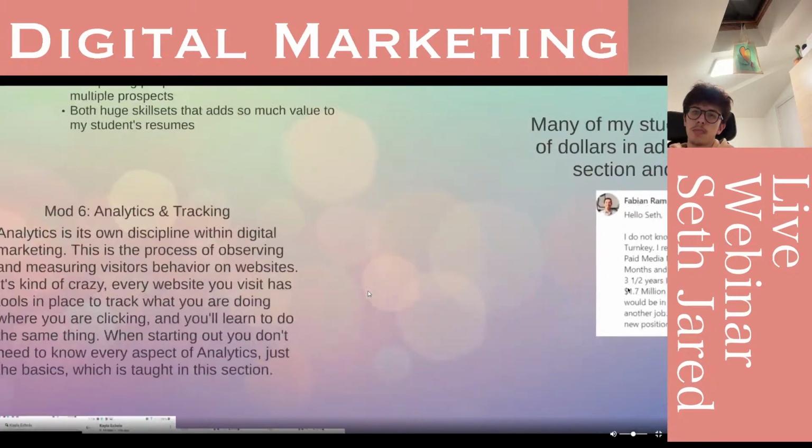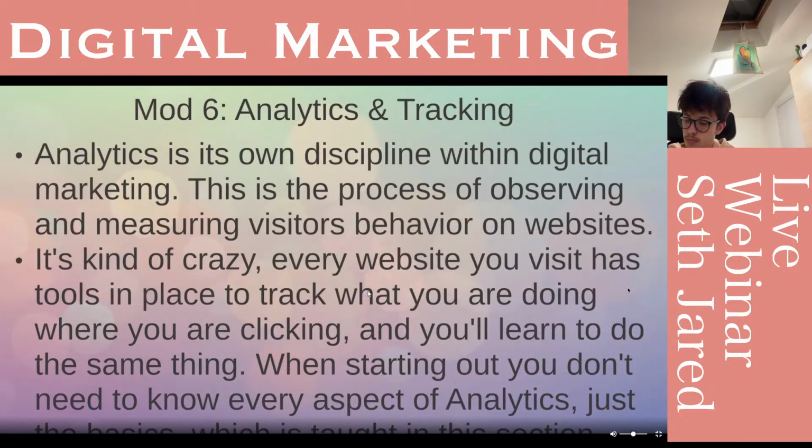Module 6, analytics and tracking. Analytics is its own discipline within digital marketing. This is the process of observing and measuring visitor behavior on websites. And it's kind of crazy because every website you visit has tools in place to track what you were doing, where you were clicking, and you're going to learn to do the same thing. There's been a lot of talk about this lately in terms of privacy, which has also created new challenges for digital marketers, which has, of course, made these jobs even more valuable.